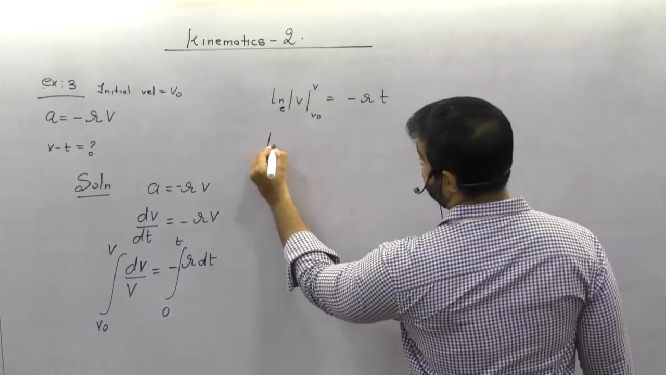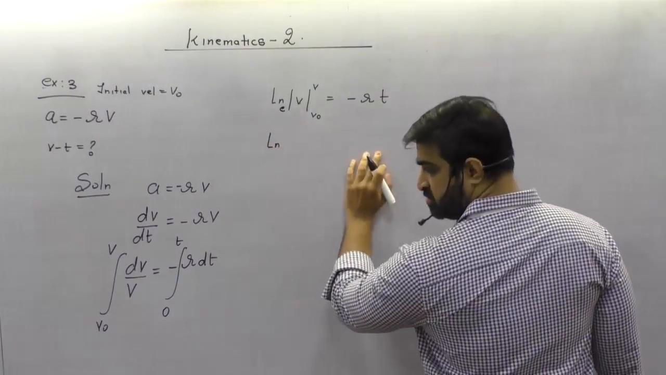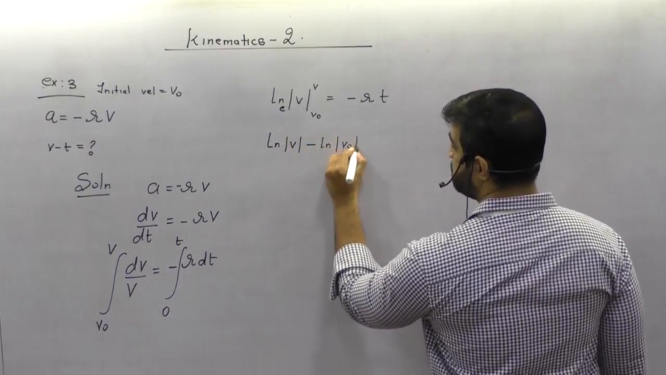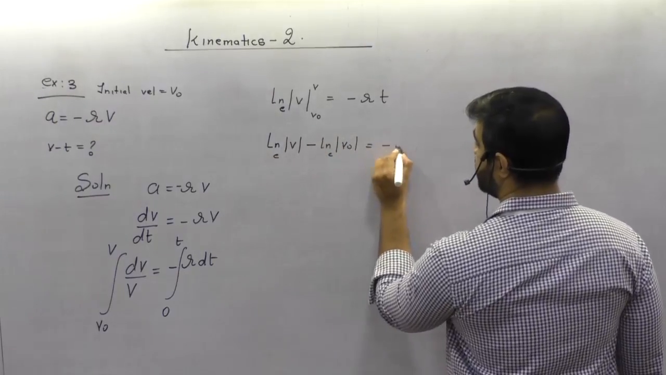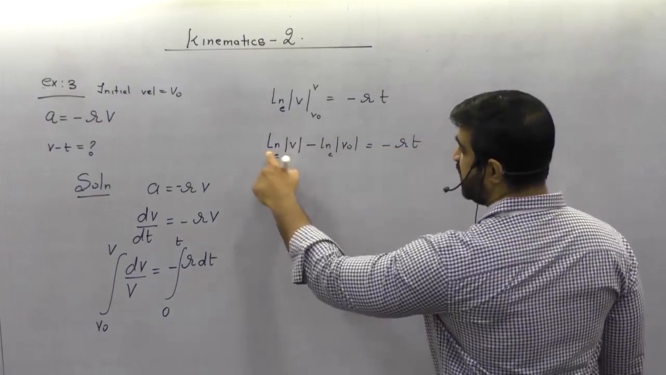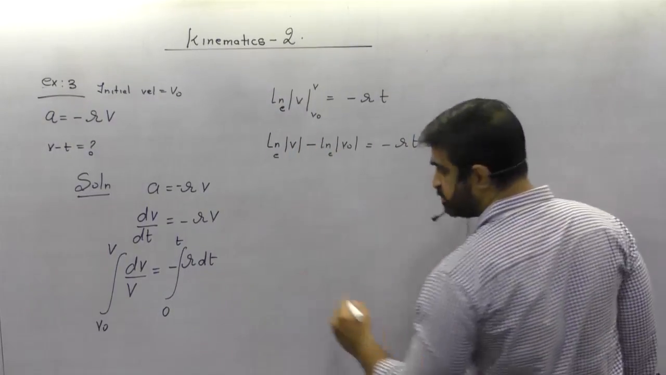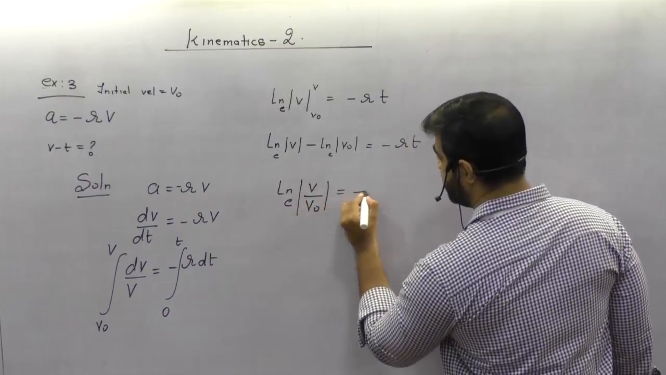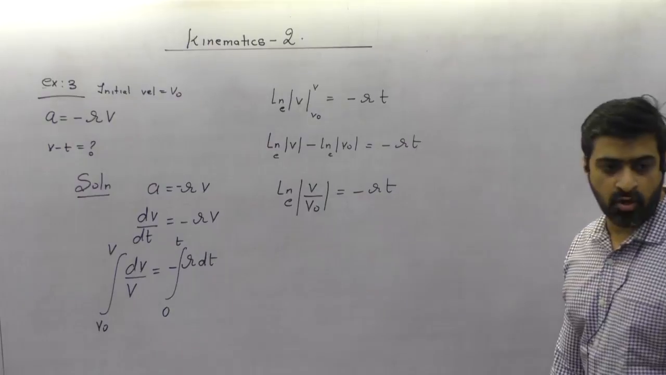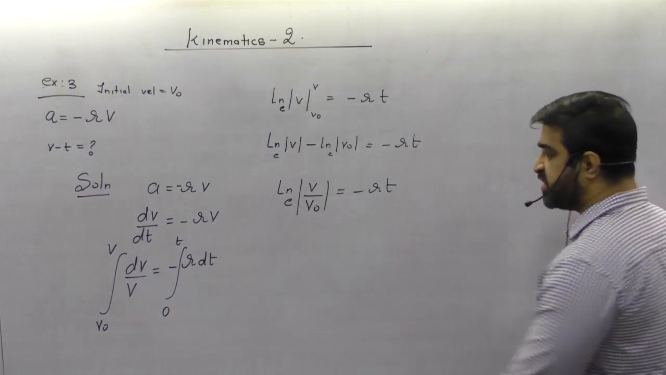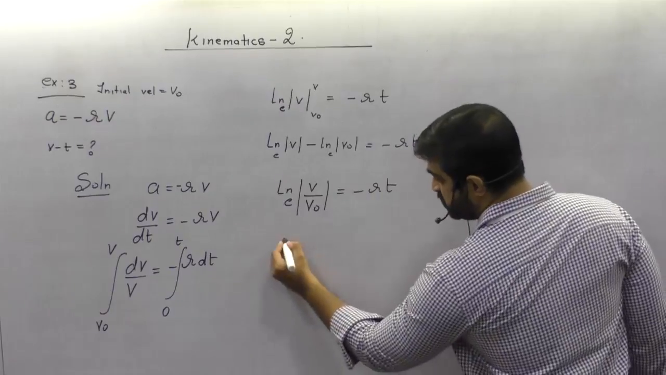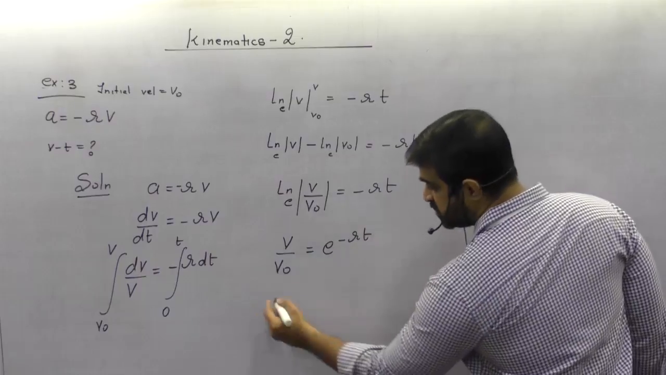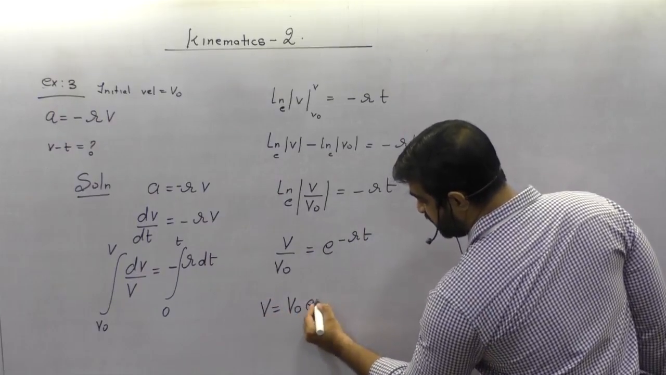Now I can write this as ln v minus ln v naught is minus rt. Log of a minus log of b is log of a upon b, so ln of v by v naught is minus rt. Can I take anti-log on both sides? If I take anti-log, the ln goes away and we get e raised to. So v by v naught will become e raised to minus rt. So v will become v naught e raised to minus rt.